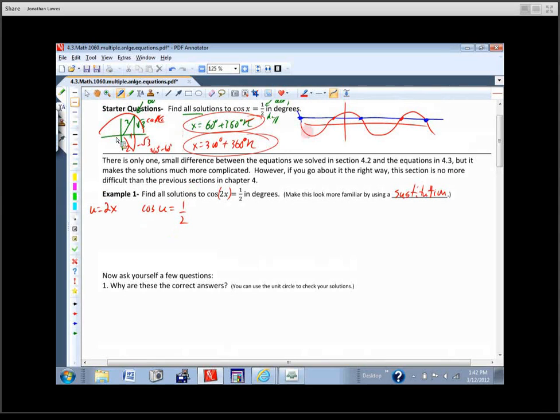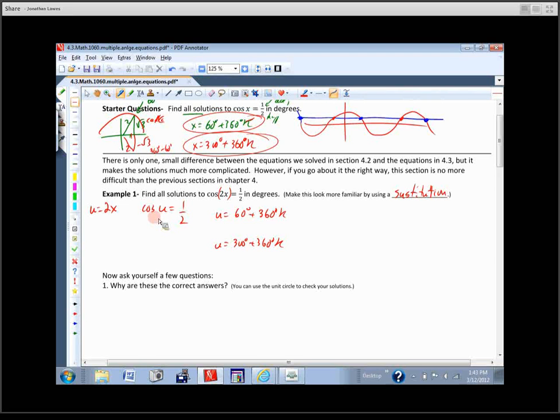You could draw the pictures, use your calculator, draw the graphs. However you solve it, you still end up with two answer sets. Since it says answer in degrees, one set is U equals 60 degrees plus 360k, and the other is U equals 300 plus 360k. It's that simple, exactly like the ones we just solved, except the problem had x's in it. We did the U substitution to make it look more familiar and easier.